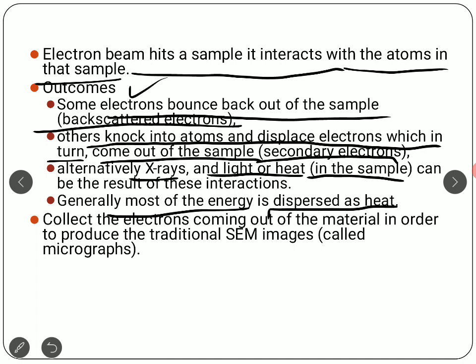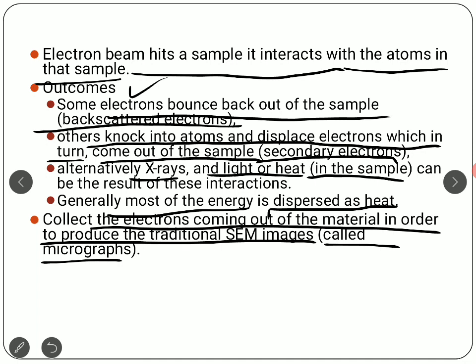So these electrons are collected. It collects the electrons coming out of the material in order to produce the traditional SEM images called micrographs. Who collects it? Basically a detector. So you basically have a combination like a scintillator detector, you've got a catalytic detector, you've got the EDAX setup, and for the scintillation detector, you're again connecting it to a photomultiplier tube, and then the signal is getting multiplied. And then finally you are going to get the SEM image.